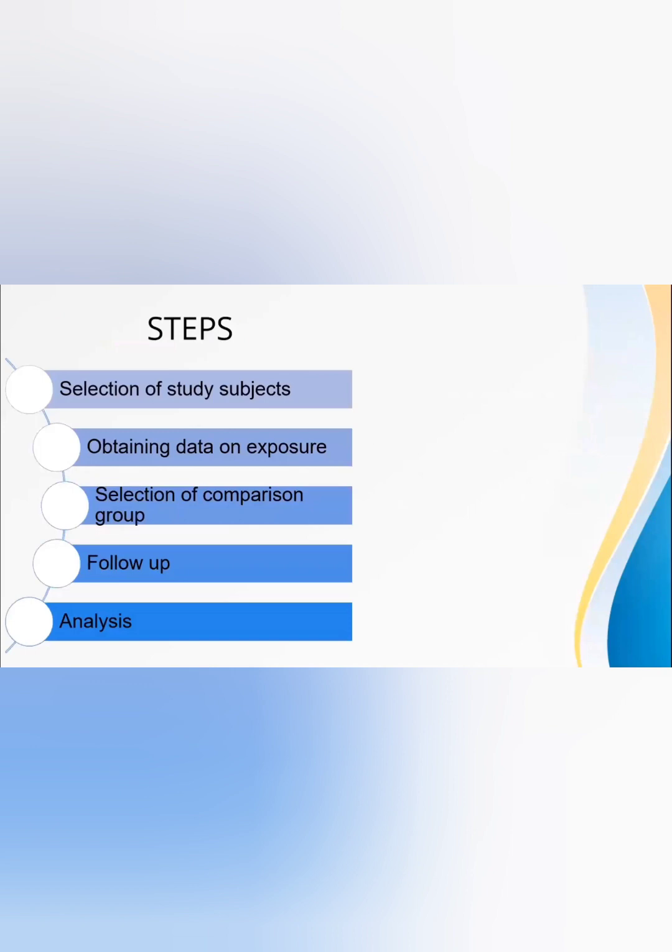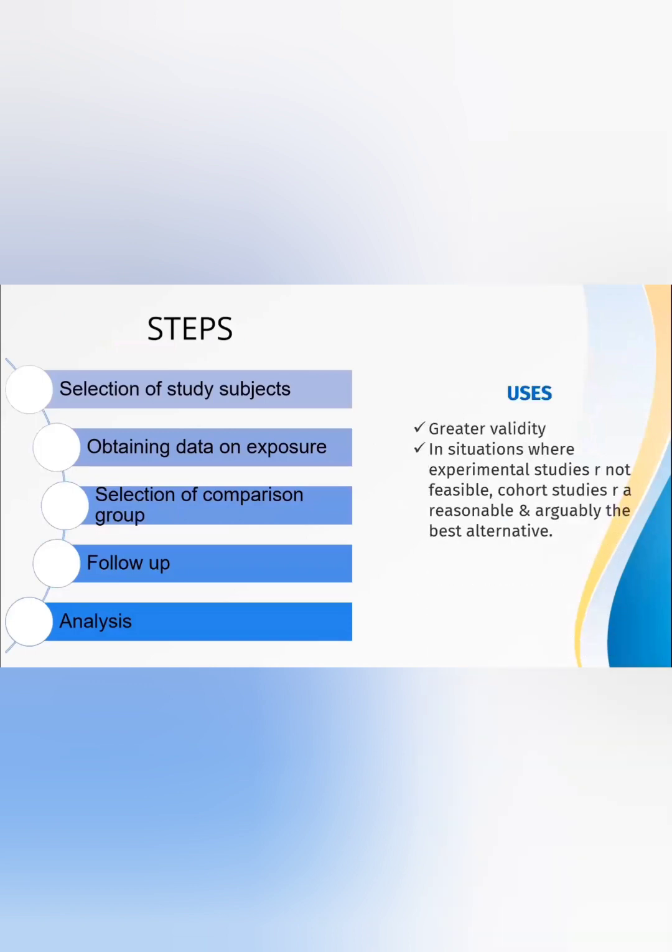So these are all the steps in carrying out cohort studies. It has greater validity in situations where experimental studies are not feasible. Cohort studies are a reasonable and arguably a better alternative.